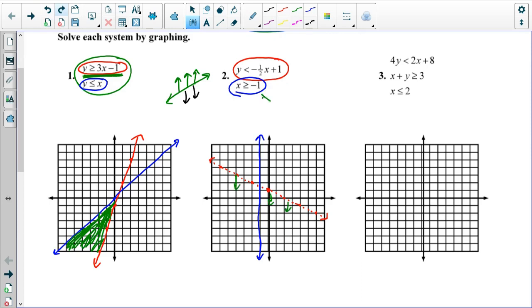But if x is greater than or equal to -1, that means my x values must be greater than or equal to -1. So that means it would be to the right of the blue line. So I need my graph to be below the red dotted line and to the right of the blue line. That would be in this shaded region down here. So that would be my final answer for number 2.